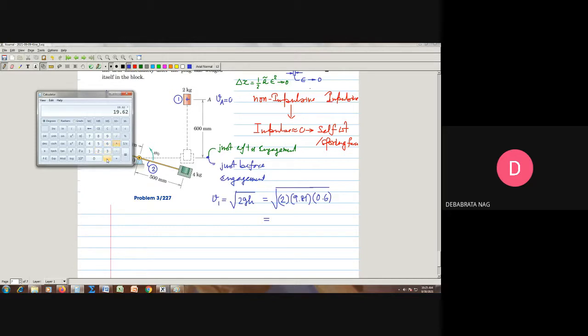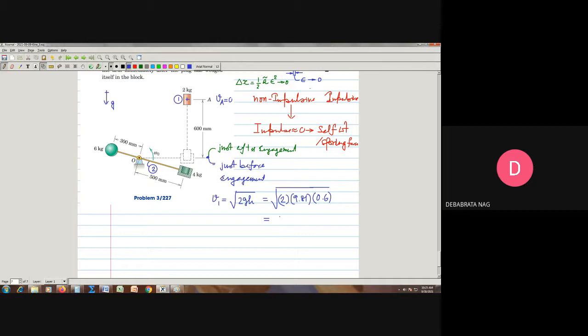That multiplied by 0.6 will give me this value, and if we take the square root, this comes out to be 3.431 meter per second. So we can therefore say that this velocity is 3.431 meter per second. That is the velocity with which it is coming, and we can express this velocity with this blue arrow. So this is going to be my velocity v1 just before the engagement.